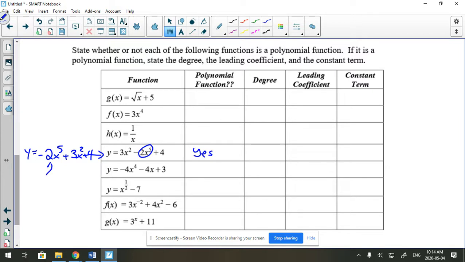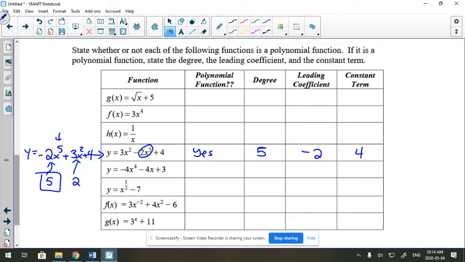Degree, if you look at each individual term, this term has a degree of 5. It's whatever the exponent is. This has a degree of 2, and whatever is the highest exponent is your degree of the polynomial function. Leading coefficient is going to be -2, and my constant term is the 4. Then you can look at the rest of the examples there in a little bit.